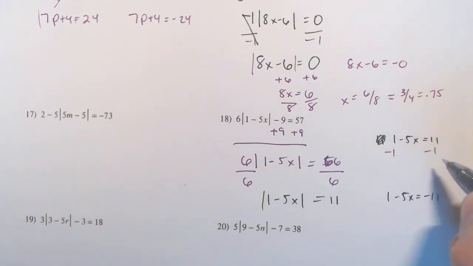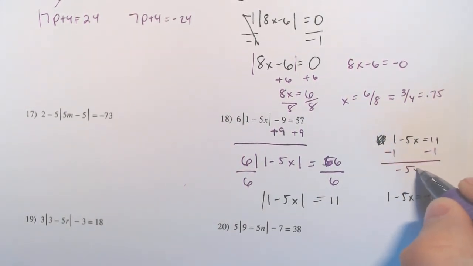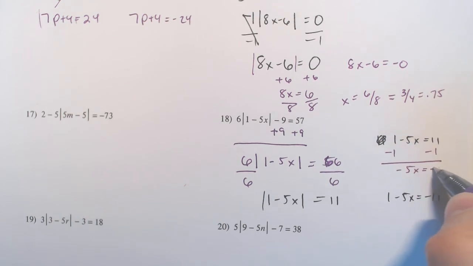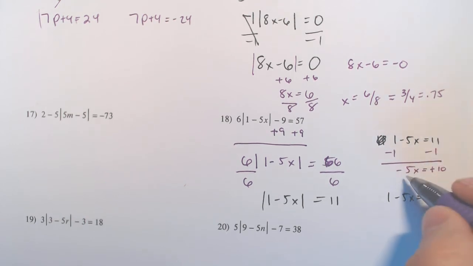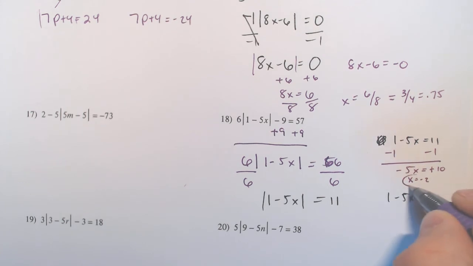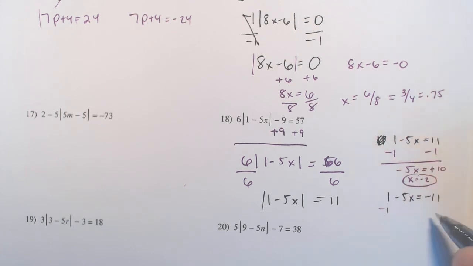Subtract the 1, subtract the 1. Negative 5x equals negative, not negative, positive 10. So that means x would equal negative 2. Subtract the 1, subtract the 1. Negative 5x would equal negative 12. And then divide by negative 5, and you get positive 2.4.